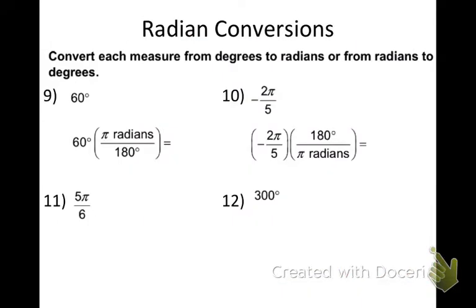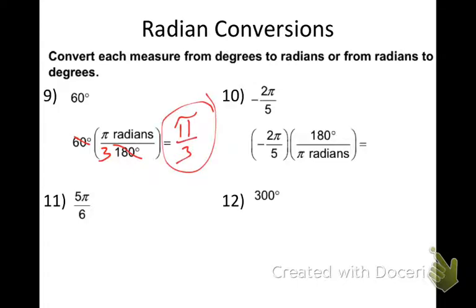Take a couple seconds. Try these 4 on your own. Convert them from degrees to radians or from radians to degrees. All right, so let's look at number 9 here. I have 60 degrees. I want to convert that to radians. So 60, 180. How many times is 60 going to 180? 3. So I get pi over 3.